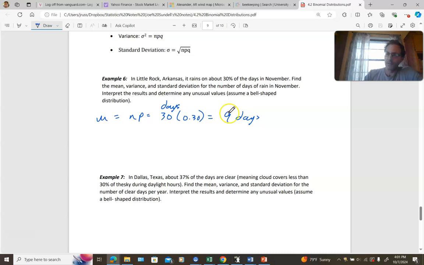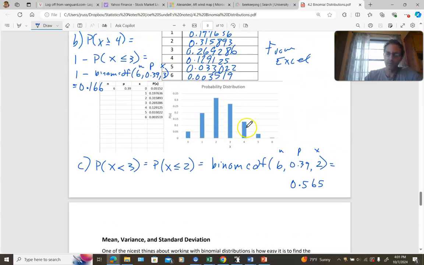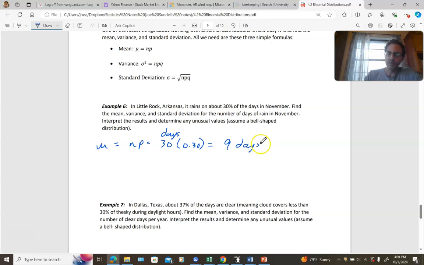Now, this is on average, right? And you know how these probability distributions are. There'll be probabilities associated with other values of x, like there will be a probability associated with x equals 30, meaning that it rains every single day in the month of November. Now that associated probability would be extremely low, because that's very unlikely to happen. But nonetheless, there would still be probability there.